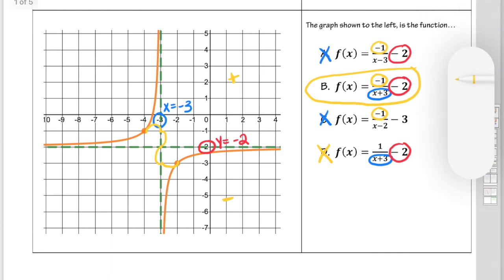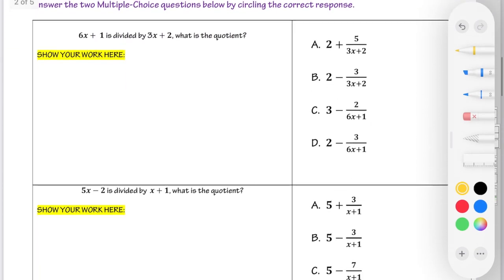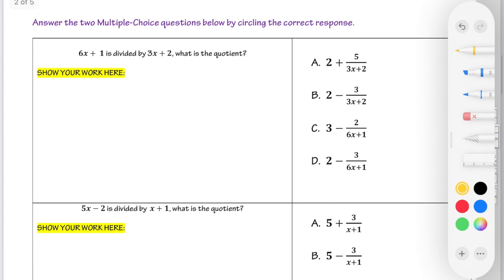All right, so now that we've gone over our rational graphs, let's go on to the next page, more multiple choice. This time we are figuring out the quotient of 6x plus 1 divided by 3x plus 2, and we're going to do this by long division. This is the same process we used when we were converting rational functions from standard form to asymptote form. The way the question is being asked is just a little bit different.